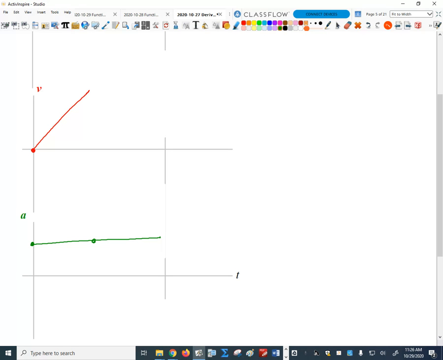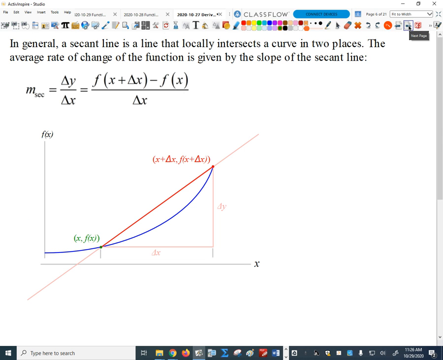Okay. All right. We'll come back to this in a little bit, but I want to define something for you now. We'll get back to our kinematics discussion. Just in general, we say in math that a secant line is a line that intersects a curve in two places locally. It might incidentally intersect the curve in other places also, but let's say we have a function that has a value f of x at x, and a value f of x plus delta x if we move to the right by delta x.